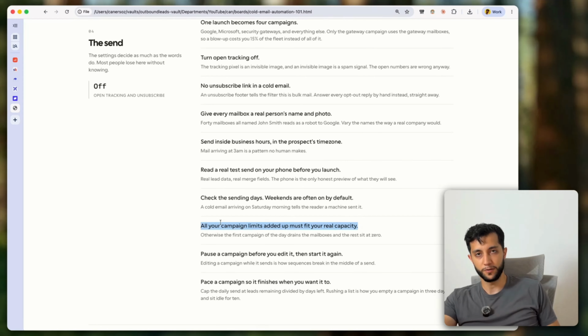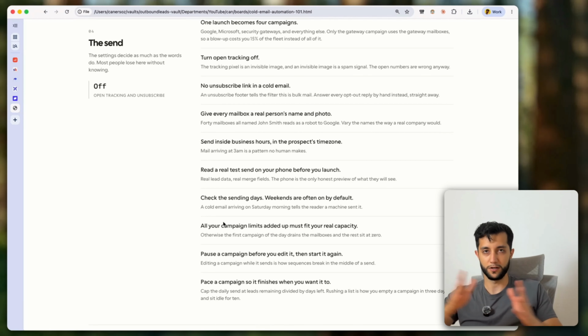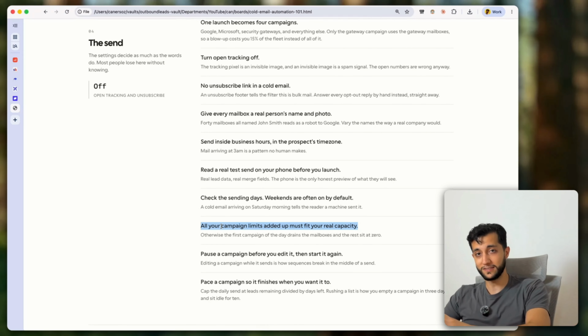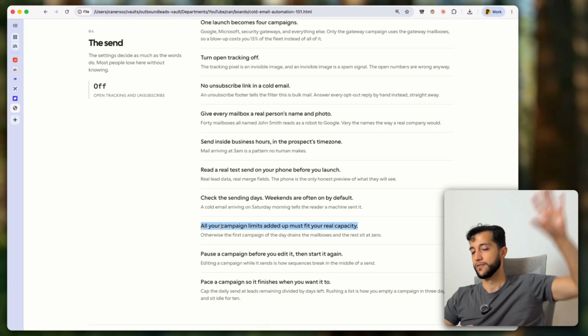Obviously, if you have 50 email inboxes, you have 1,000 emails a day that you can send, and you have 4 campaigns, make sure that each of the campaigns sends 250. Just spread it out evenly. This is basics, but we're talking about cold email automation 101, so you need to get the basics right. And by the way, all the professionals in cold emailing do the basics right at scale. They don't do fancy stuff.